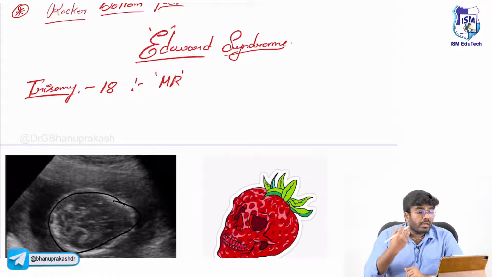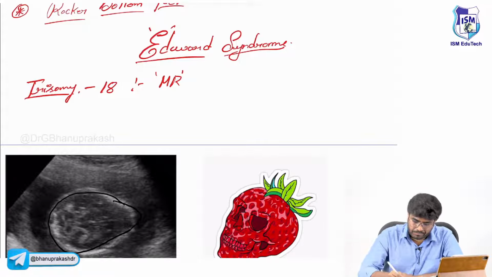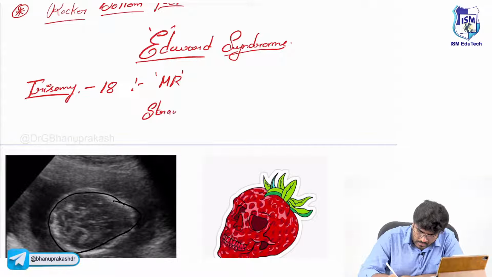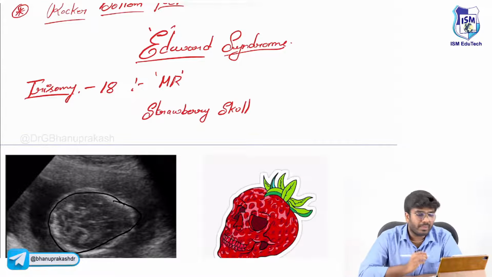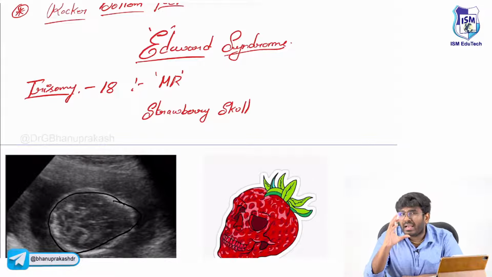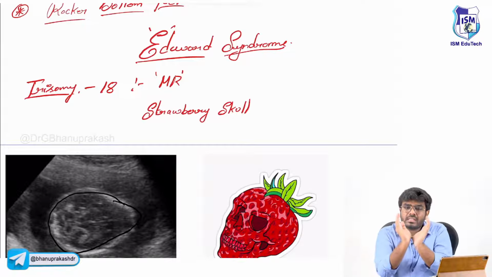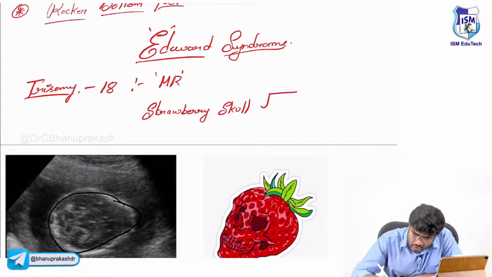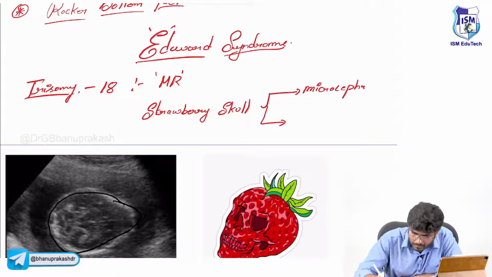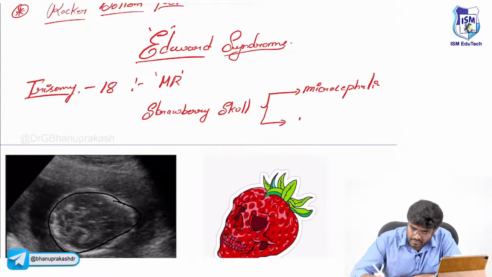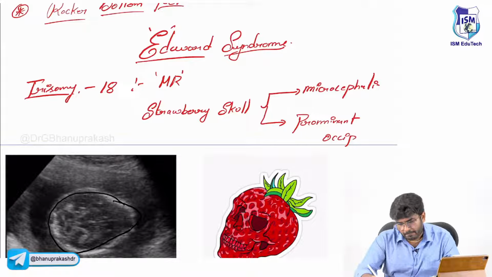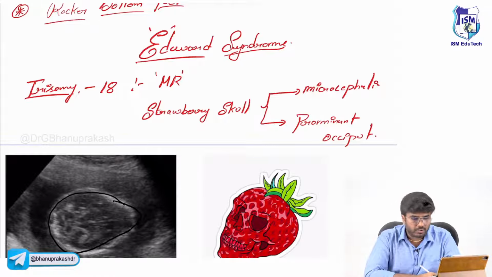Now, like I said, they are going to have a strawberry-shaped skull. Why is it strawberry shaped? Because they are going to have a small head with a prominent occiput. The occiput is more prominent and the head is small. So this strawberry shape is because of microcephaly, small head with a prominent occiput.